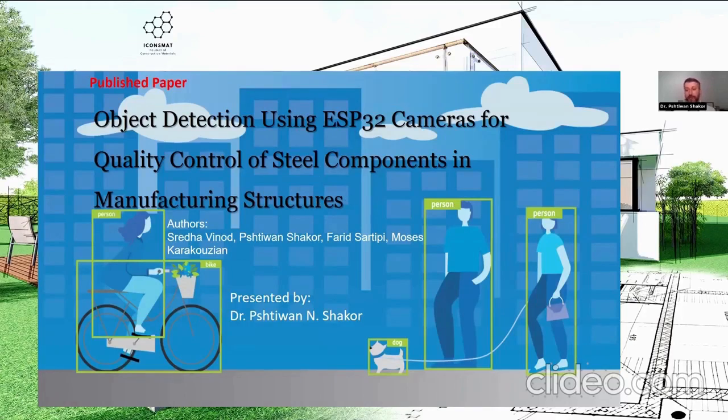Like in manufacturers, you need to do some inspection. For those inspections, you need people to inspect the bolts and holes, whether they are properly attached to the steel structures. So basically we have been using ESP32 cameras to detect those faults and errors in steel manufacturing.